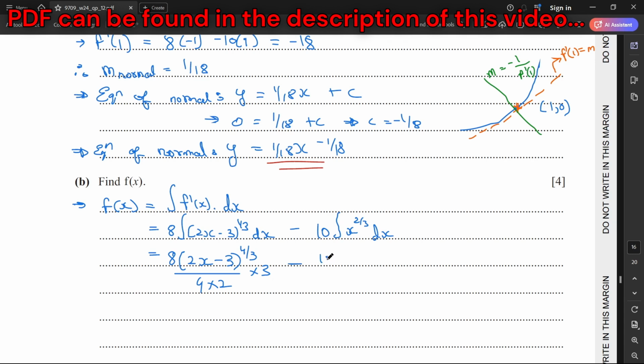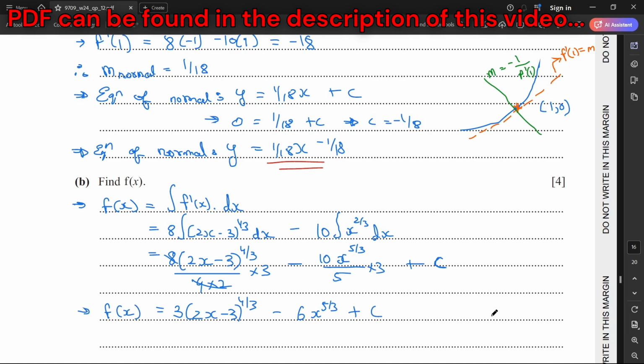Minus 10 into x to the power of, what is 2 by 3 plus 1? It is 3 plus 2, 5 by 3. So 5 by 3 over 5 by 3, but the 3 goes on the top. And then the common constant of integration will be c. So this comes out to be 4 times 2 is 8. So I can cut this 8 with this 8. So I'm left with 3 times (2x minus 3) to the power of 4 by 3 minus 5 times 5 times 2 is 10. So 2 times 3 is 6. 6 times x to the power of 5 by 3 plus c. So that is your function.